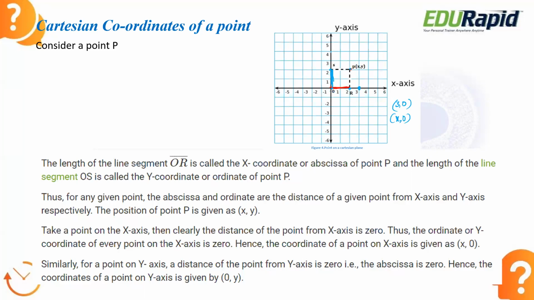Similarly, for a point on the y-axis, if I consider 4, I can say that the point here is on the y-axis. So you mark y for the ordered pair. What about x? It is marked at 0. You see that the x-coordinate is 0, so you write it as 0, 4. So when a point falls on the y-axis, the coordinates of the point are given by 0, y.